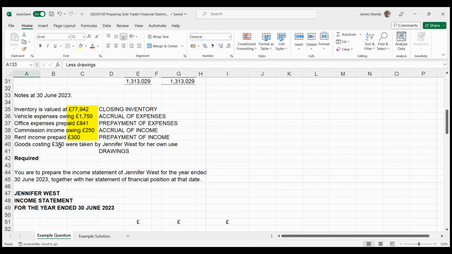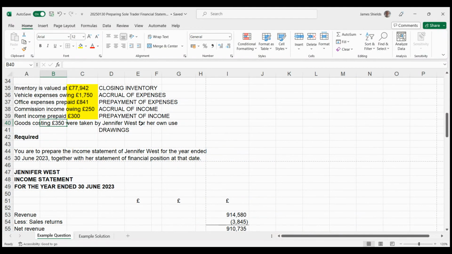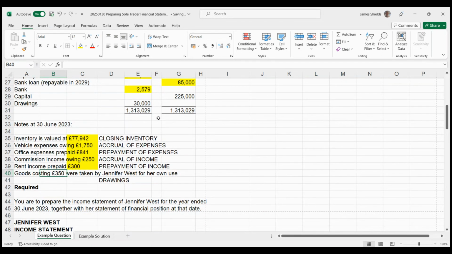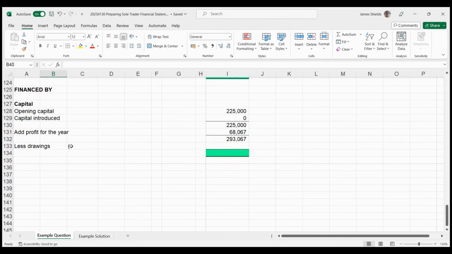Now drawings, if you remember, we used this £350 before when we deducted it from the purchases, the stock taken by Jennifer for her own use. So we can add it on to the drawings. The original drawings figure was £30,000. We're going to add on the £350, so that's £30,350. So the final figure is £293,067, take away the drawings of £30,350, and we get £262,717.